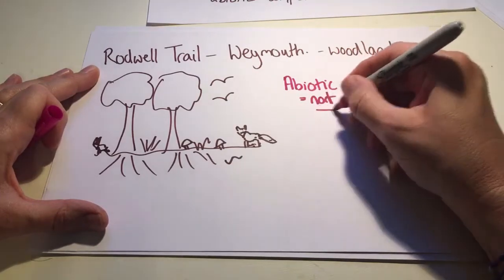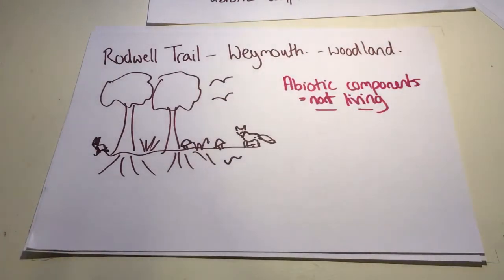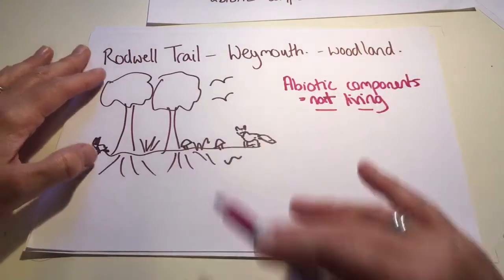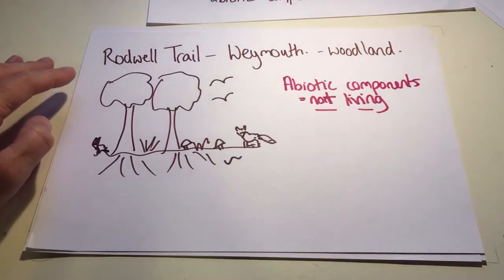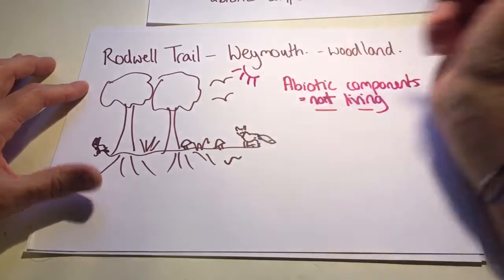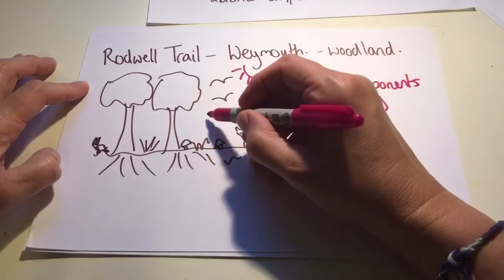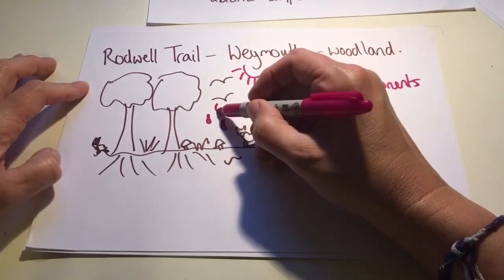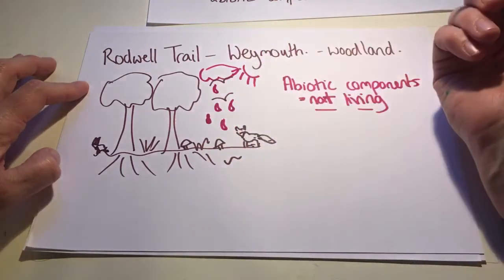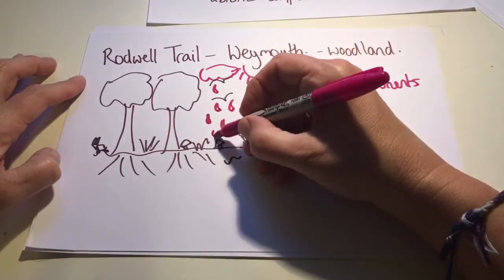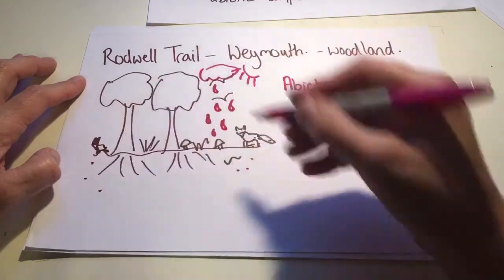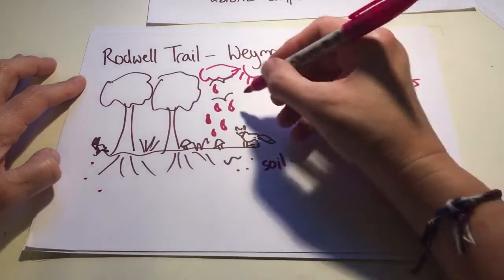Now, everything I've drawn there is living. So what do we mean by not living? What in that ecosystem is not living? Well, let's just add a few, maybe in the same colour as that, some things that aren't living. So what's going on there? We've got sunlight. We might have water coming down. Water is not living. It doesn't reproduce. It doesn't breathe. It doesn't respire. It's not living. What about underneath the ground? The soil is not living.